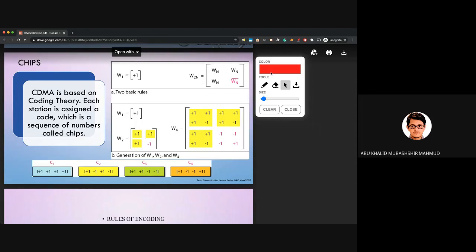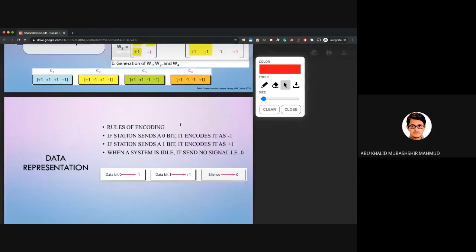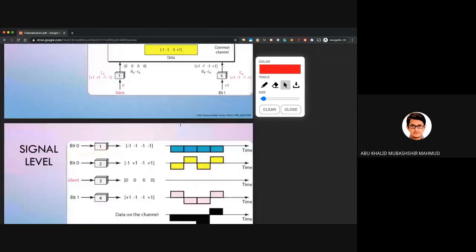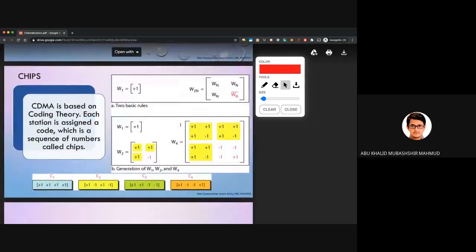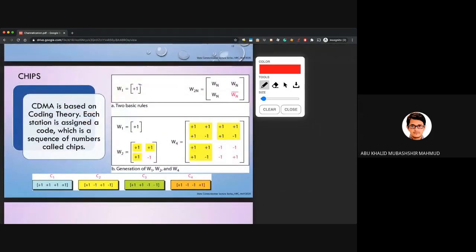So this is how we generate these codes. CDMA is based on coding theory. Each station is assigned a code which is a sequence of numbers called chips. So how do we form these chips? We generate these codes using these two basic rules. This is actually called the Walsh table.